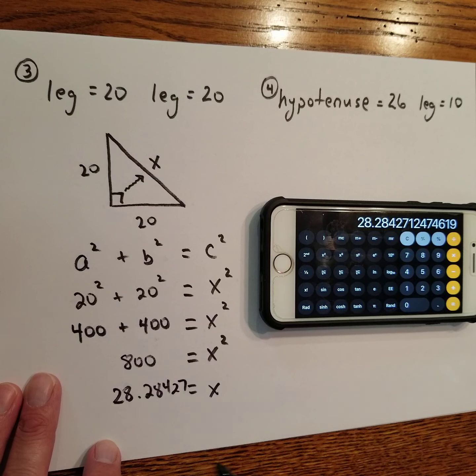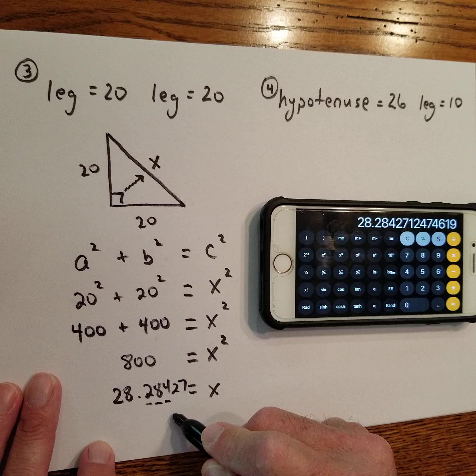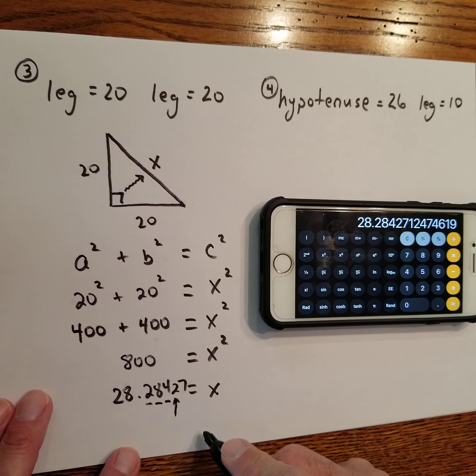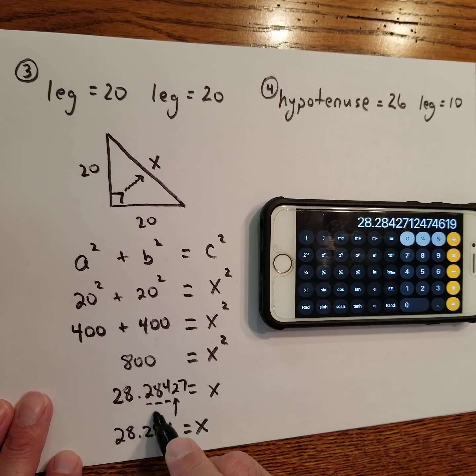Let's round that to the nearest thousandth. That's 3 place values. Check the 4th place value out. And my final answer is 28.284. Got it.